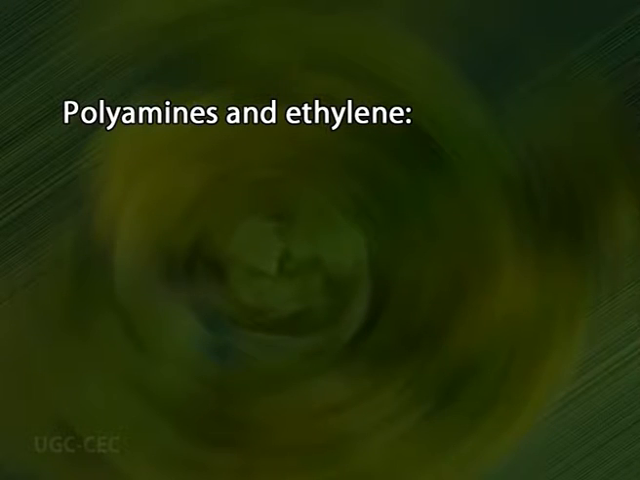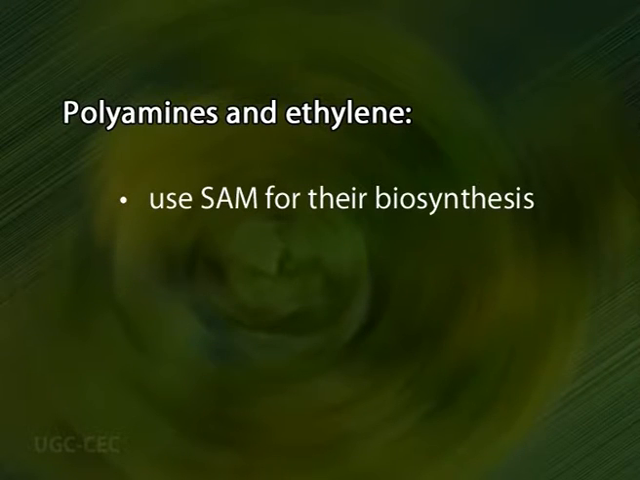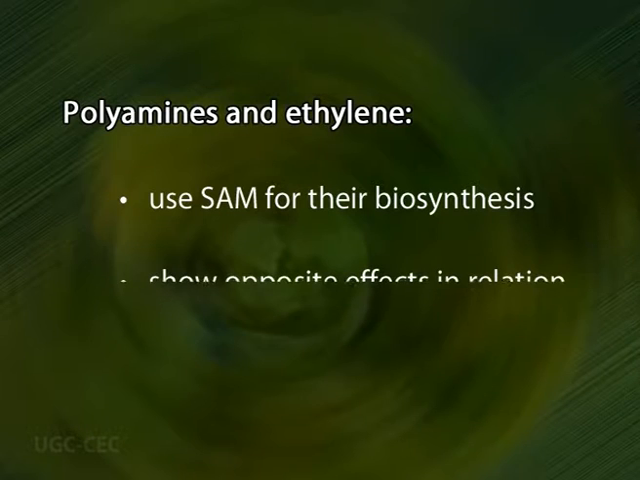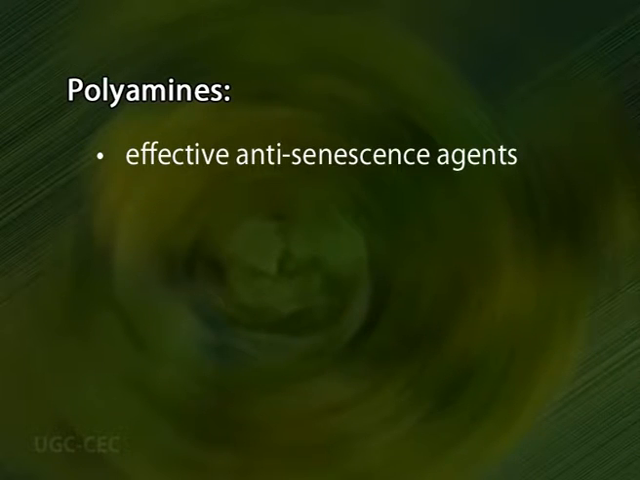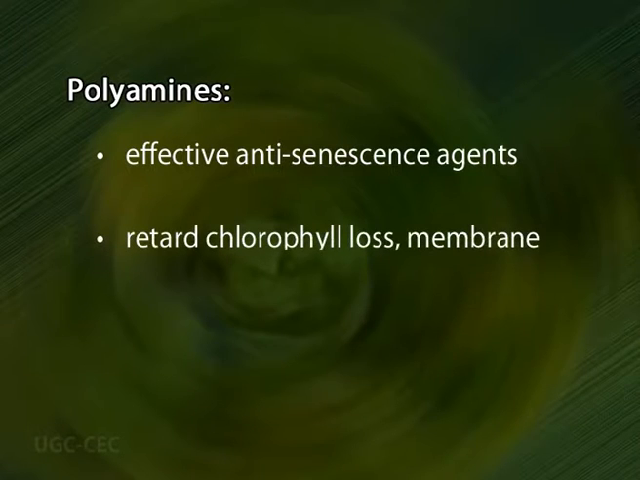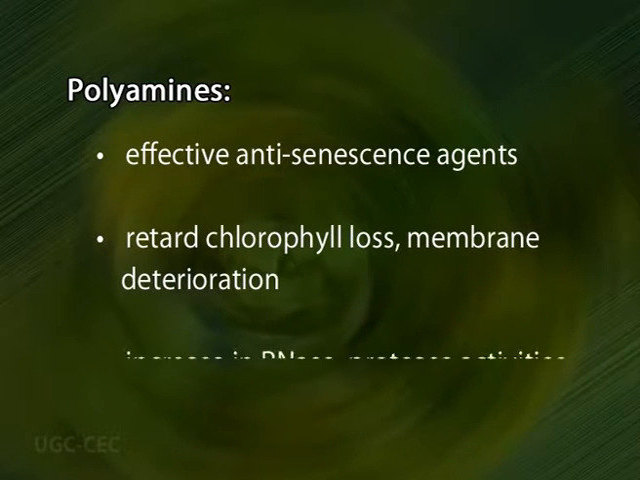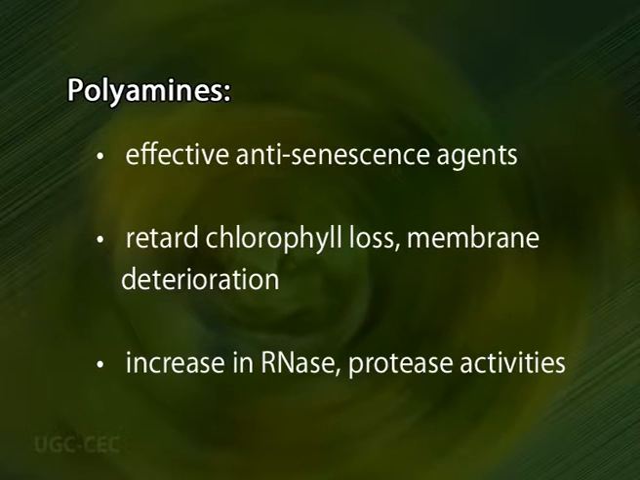Polyamines and ethylene use a common precursor, SAM, for their biosynthesis, but show opposite effects in relation to senescence. Polyamines have been reported as effective anti-senescence agents and have been found to retard chlorophyll loss, membrane deterioration, and increase in RNase as well as protease activities, all of which help to slow the senescence process.